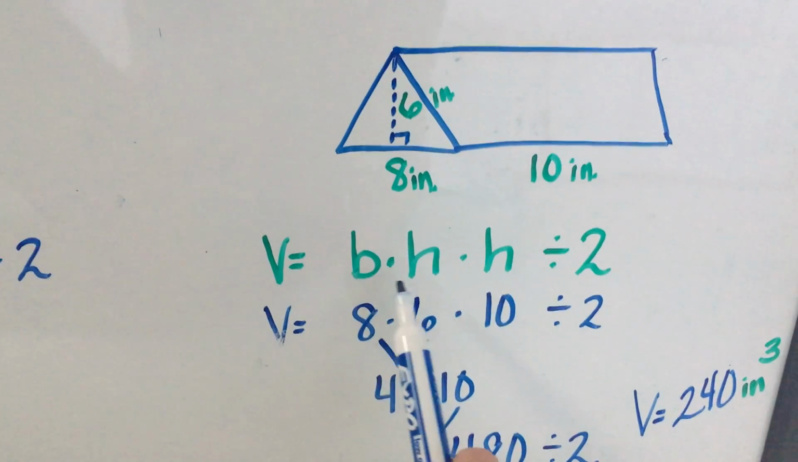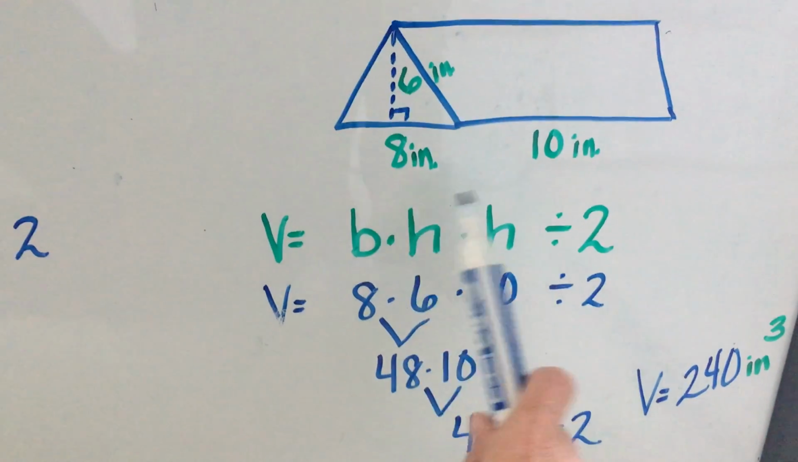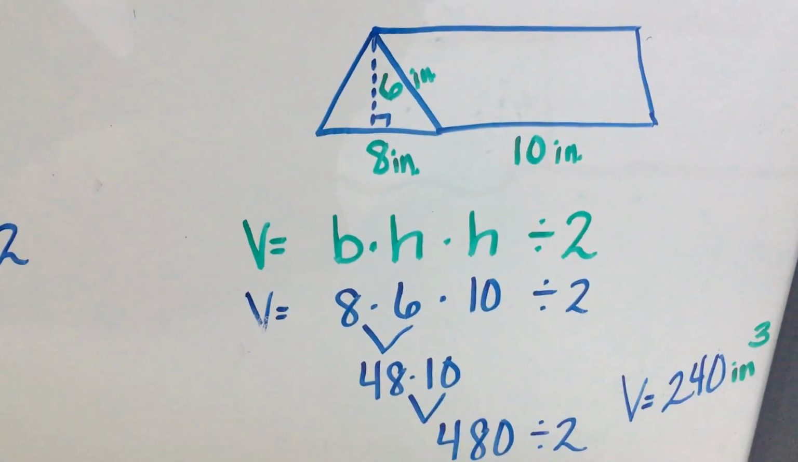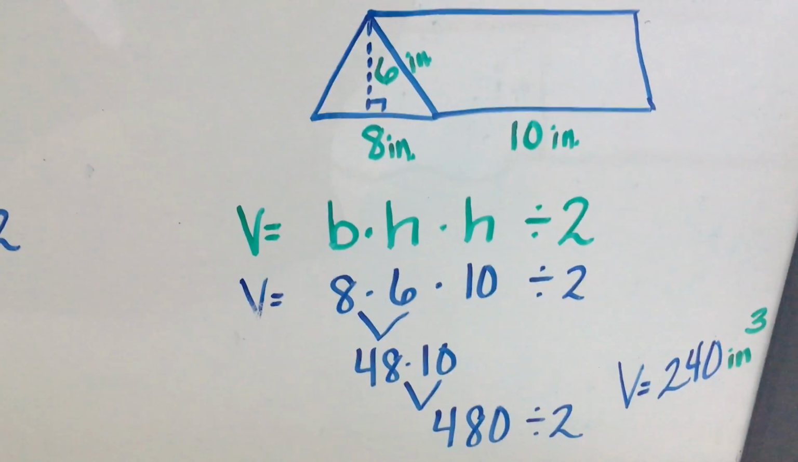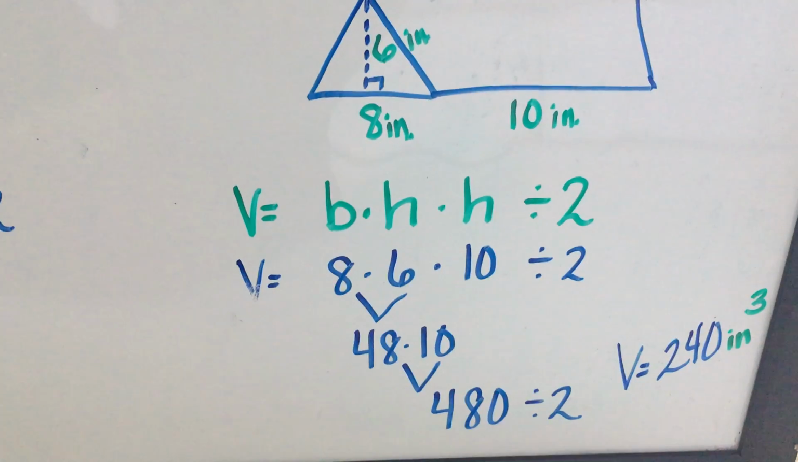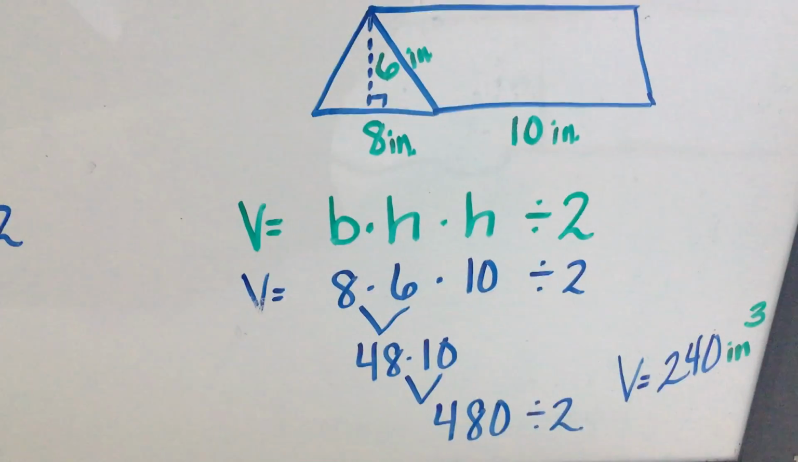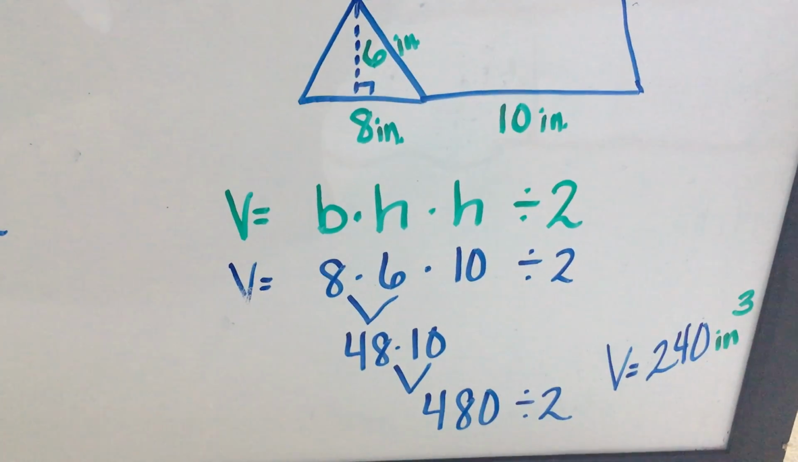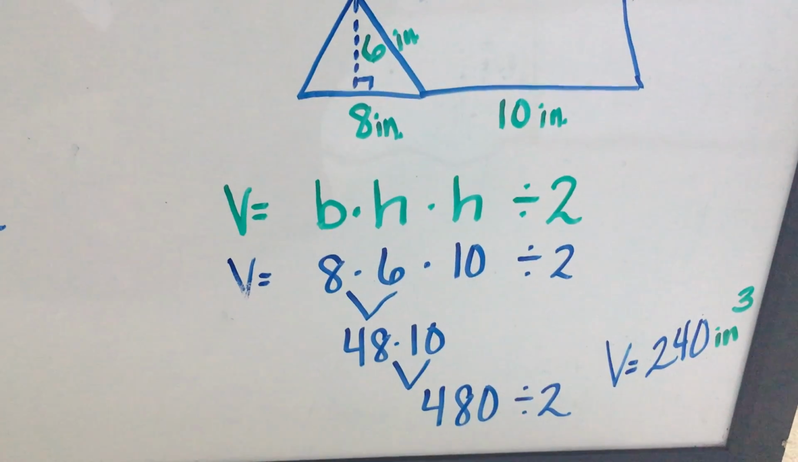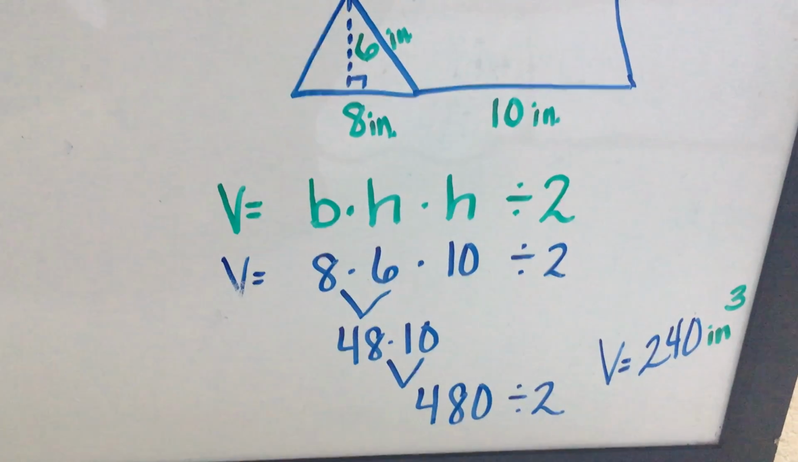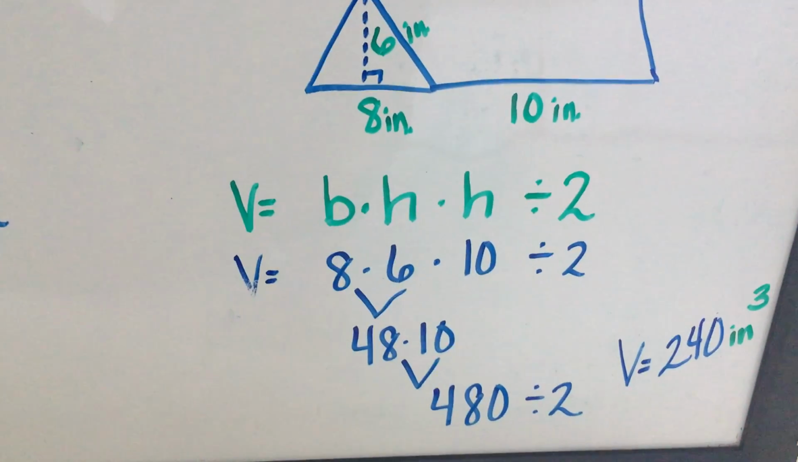One more thing, don't really get caught up about the numbers that you are multiplying and what order you're multiplying them in. We remember in the commutative property that you can multiply your numbers in any order and you're always going to get the same answer. So you don't have to get real hung up on which one is the base and the height of the triangle and what's the height of the whole prism. As long as you've got your three measurements and you are multiplying them together, dividing by 2 at the end, you're going to be in great shape.